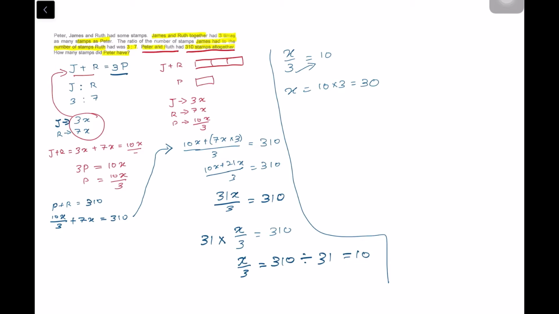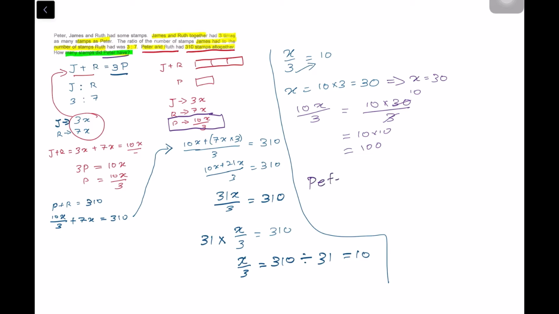So we need to find how many stamps Peter had. Peter over here has 10x by 3 stamps. So if we substitute the value of x equals 30 into the value of 10x by 3, what do we get? So 10x by 3 is 10 times 30 over 3. So we have 30 divided by 3 is 10, so this cancels out and we get 10 times 10, which equates to 100. So the number of stamps Peter had is 100 stamps altogether.